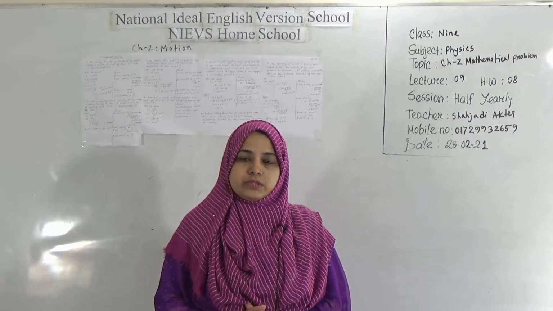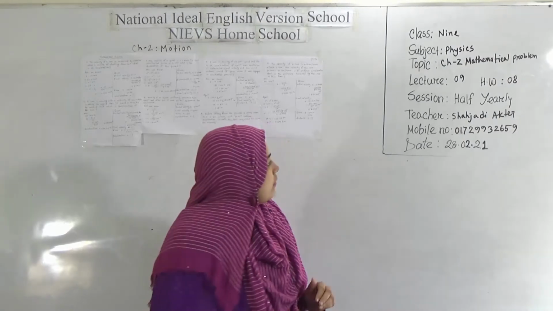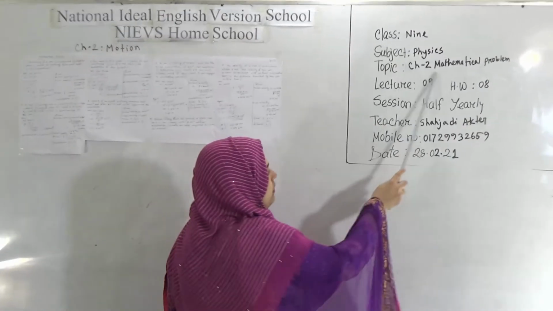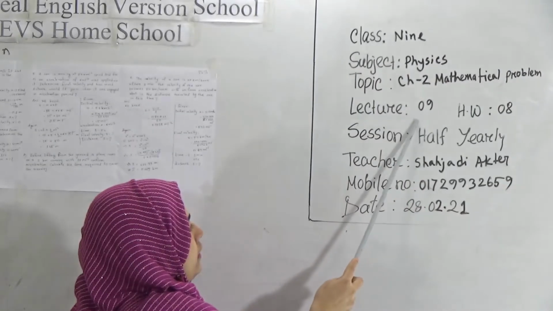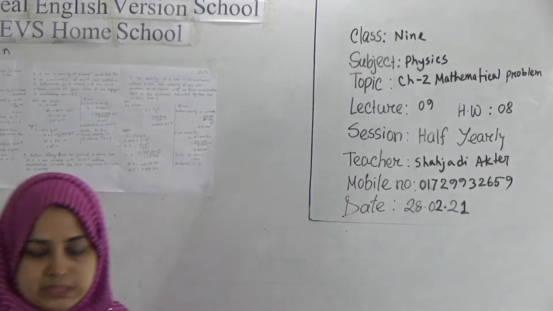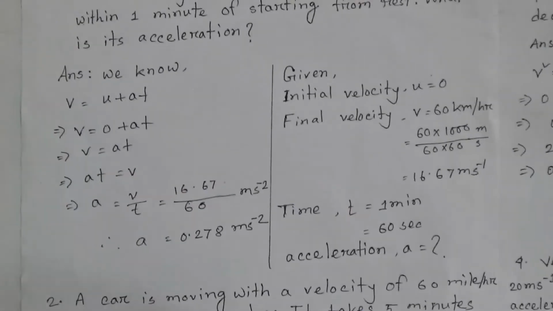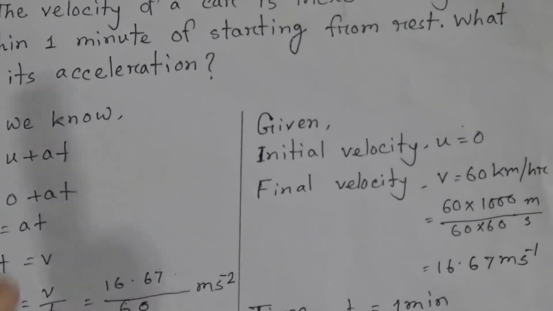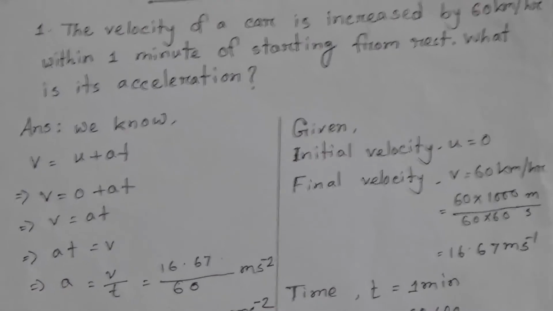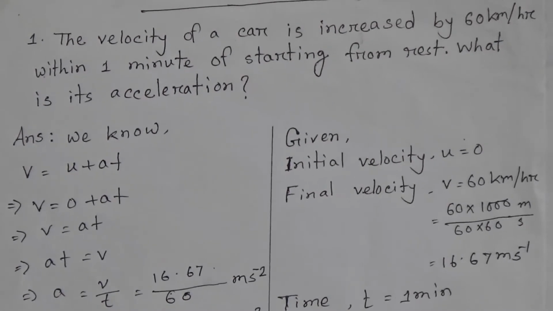Today I am going to take a physics class for class 9 students. My dear students, our today's topic is Chapter 2, Mathematical Problems, lecture number 9 and SW number 8. Let's start our class. Today we will solve some mathematical problems for Chapter 2, Motion. Here I have given 6 mathematical problems and I will solve these problems now.